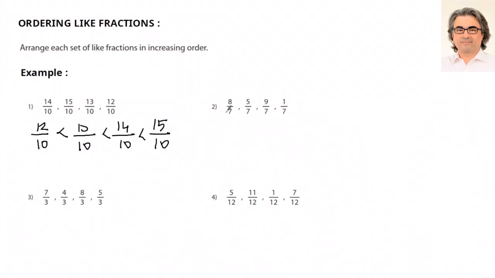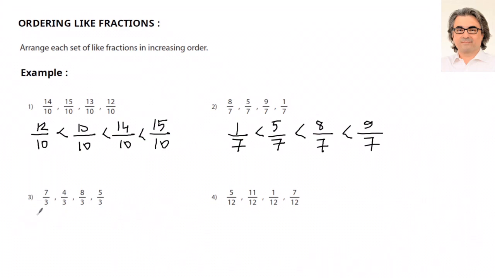Now here denominators are equal to each other, 7. Which is the smallest one? Of course, the smallest one is the fraction whose numerator is the smallest. So 1 over 7 is the smallest fraction here. After that, 5 over 7. After that, 8 over 7. And after that, 9 over 7. 9 over 7 is the greatest one.